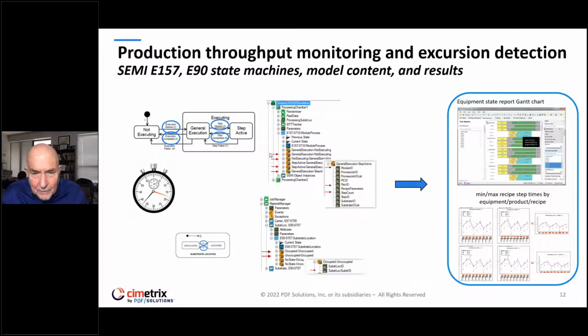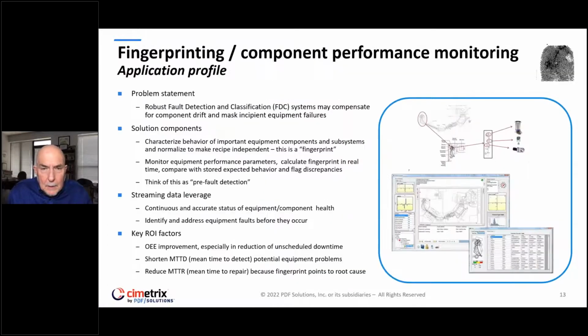So with all this information coming directly from the equipment with data collection plans monitoring those events, you can generate all of those charts on the right and look for degradation in those metrics. So that's a way of leveraging this kind of information in real time. Okay, going in a completely different direction.